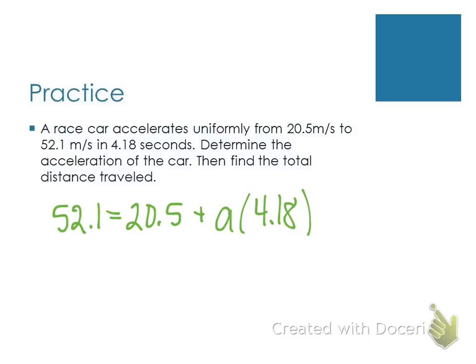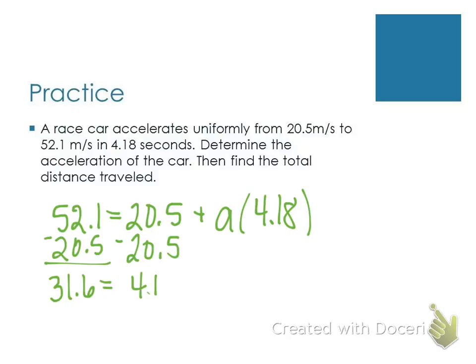Oh, I didn't do it. I did the harder way. Okay, so solving for acceleration here mathematically, what's my first step? Subtract this over. That's big. Some of you will try to divide that over. So 52.1 minus 20.5 is 31.6 equals 4.18 times a. We divide 4.18 over, which means our acceleration is equal to 7.56 meters per second squared.